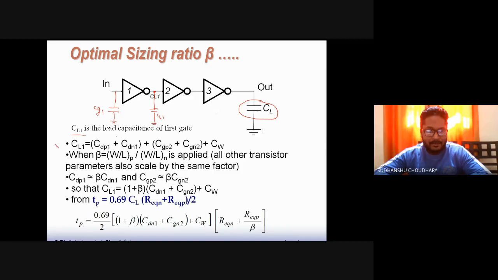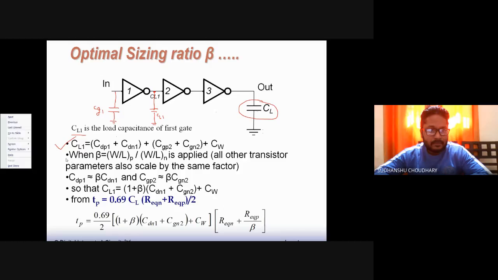So I can write CL1 as CDP1, the drain diffusion capacitance of PMOS, plus the drain diffusion capacitance of NMOS of inverter number 1, plus the gate capacitances of the second inverter, so gate capacitance of PMOS of 2, gate capacitance of NMOS of 2, plus the wire capacitance. So this is my total CL1. Similarly, I can find out CL2 also, and then also CL. CL is already given, so I may then have a relationship between CL, CL1, CL2, and also CG1. So that relation we have to find out.